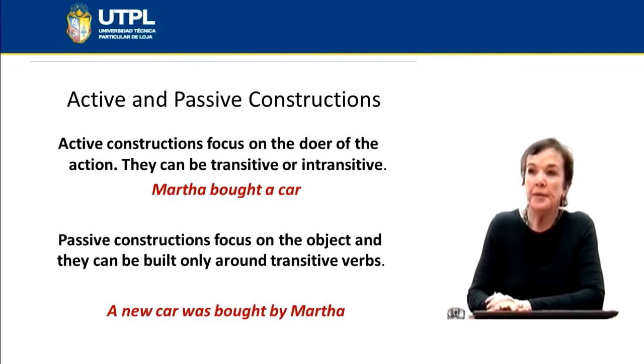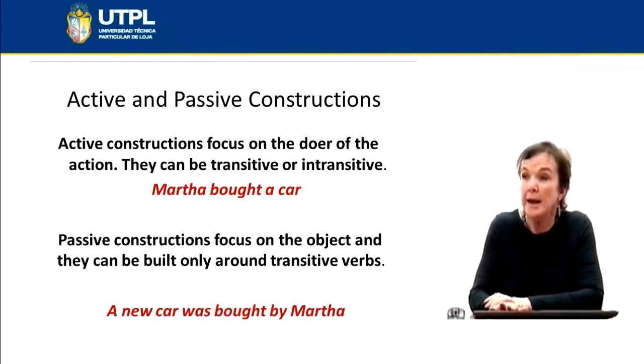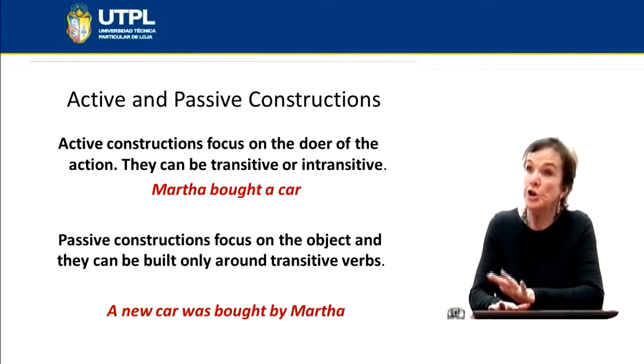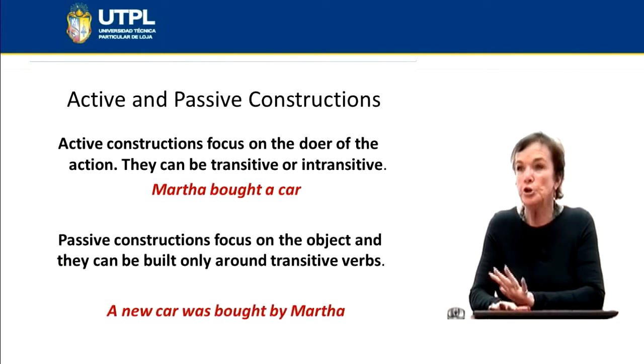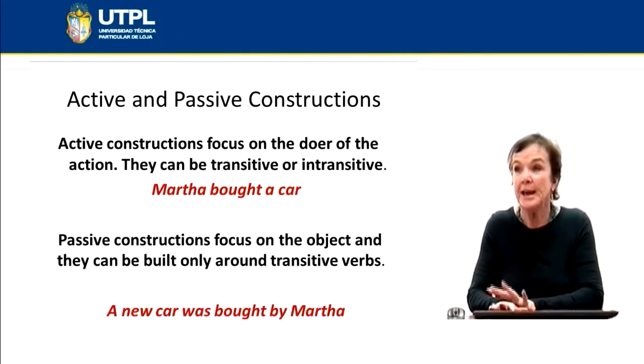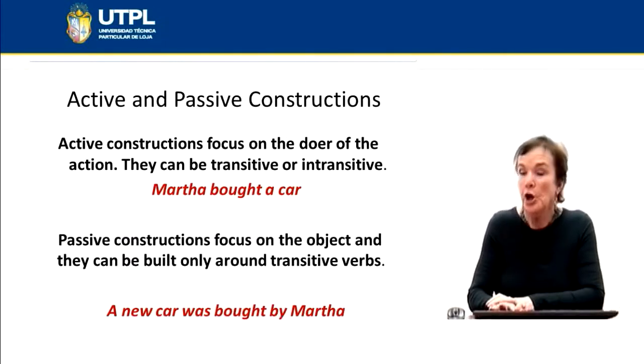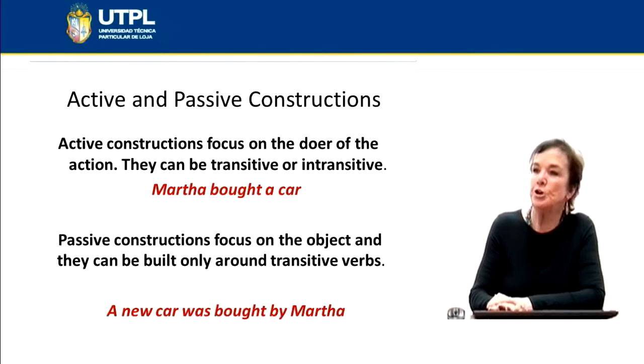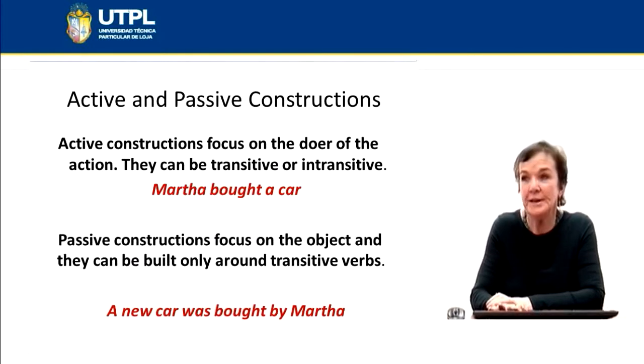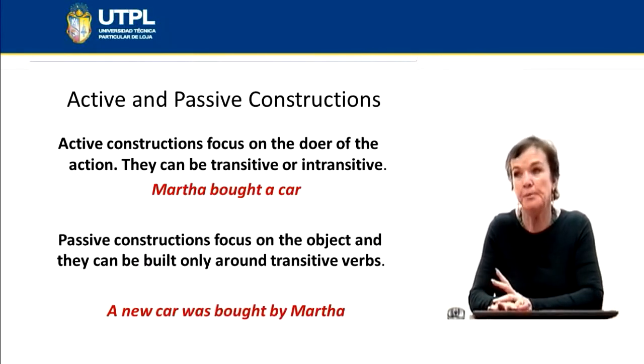If I say Marta bought a car, here I have a transitive construction because the verb buy is transitive. How do you know that the verb is transitive? Because all transitive verbs take a direct object. On the other hand, passive constructions focus on the object and they can be built only around transitive verbs. Remember that intransitive verbs take complements and transitive verbs take objects.